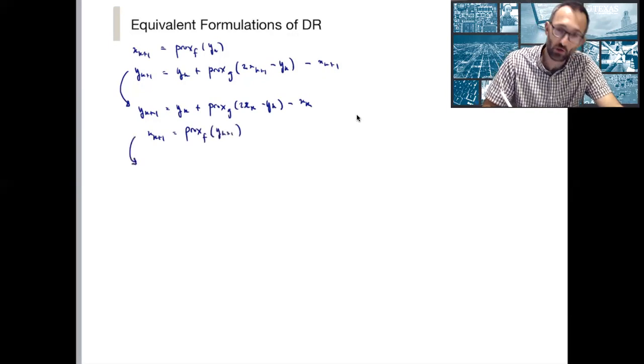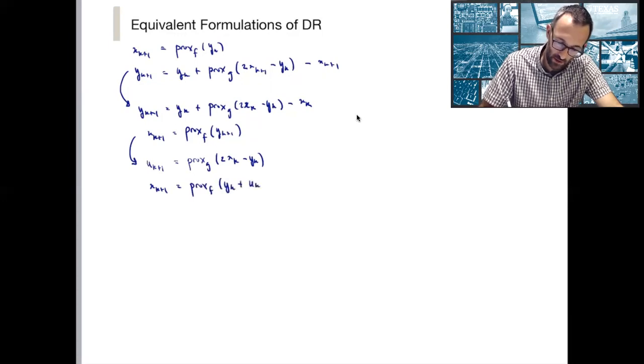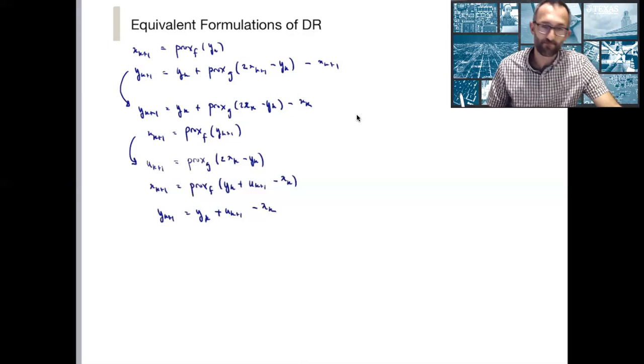Now, introducing a new variable, uk+1 is updated as prox with respect to g of 2xk minus yk. And now I can simplify my update for xk+1 as prox f of yk plus uk+1 minus xk, and yk+1 is equal to yk plus uk+1 minus xk.